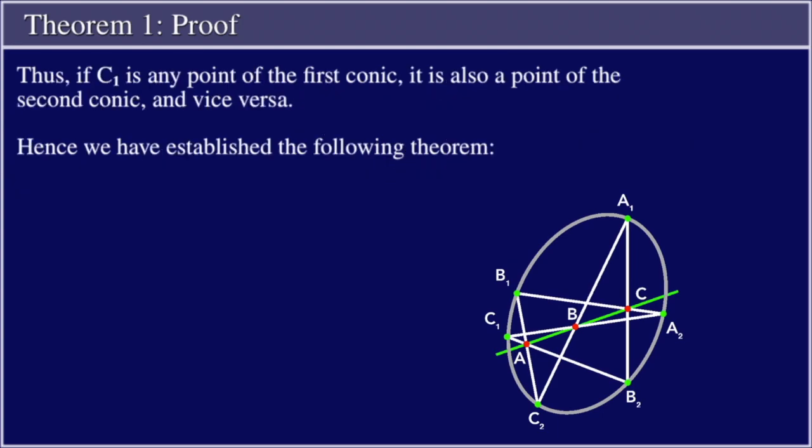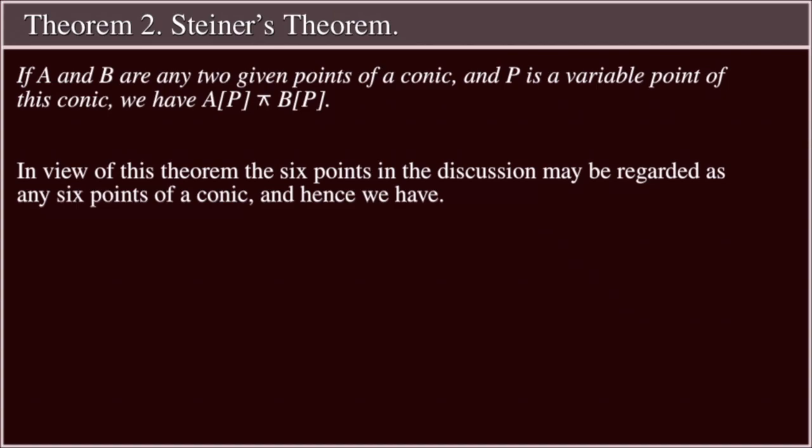Thus, if C1 is any point of the first conic, it is also a point of the second conic, and vice versa. Hence, we have established the following theorem. Theorem 2, Steiner's theorem. If A and B are any two given points of a conic, and P is a variable point of this conic, we have A pencil P projective with B pencil P.